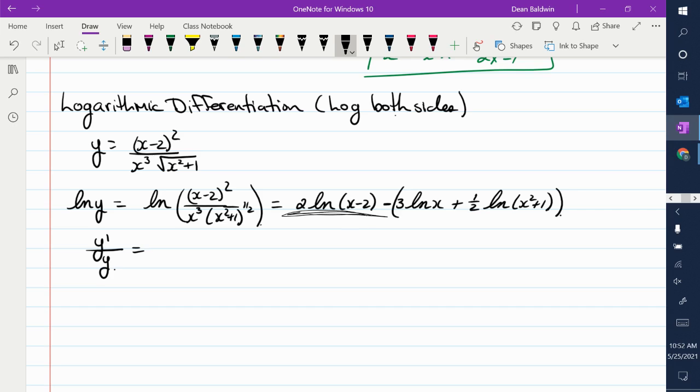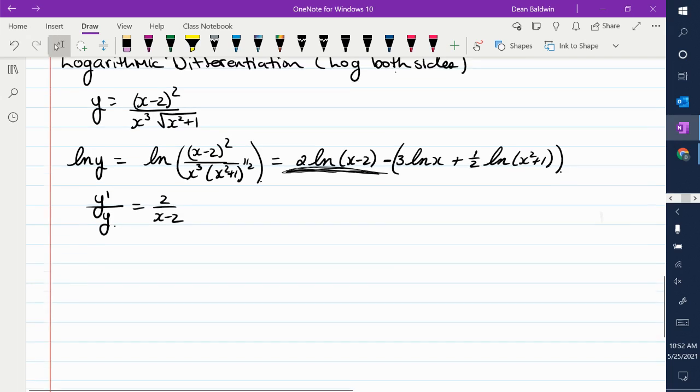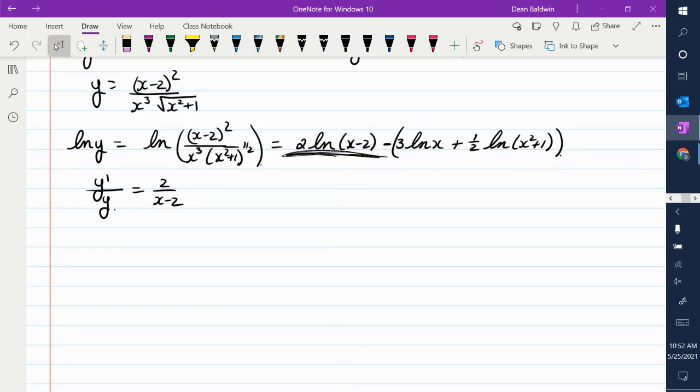What's the derivative of this? One over x minus 2, right? Times the 2 in front. So it's going to be 2 over x minus 2. Minus natural log of x. The derivative of that is 1 over x. So it's just going to be 3 over x.